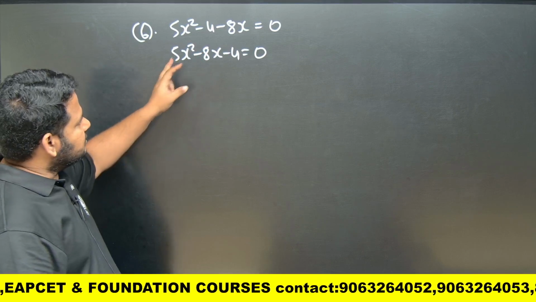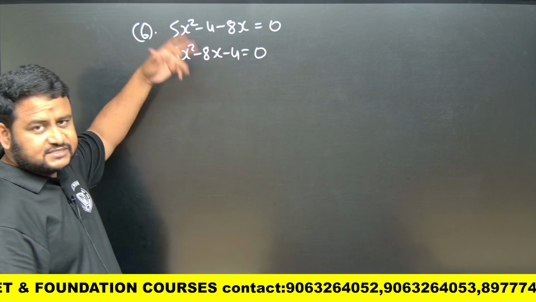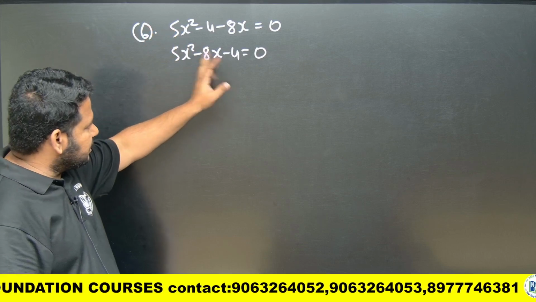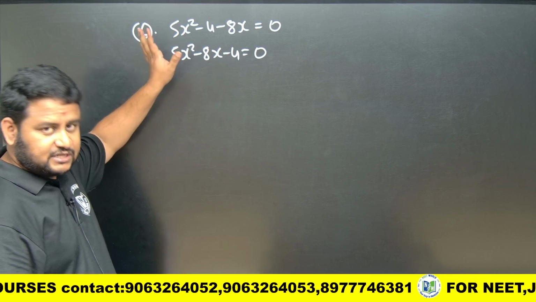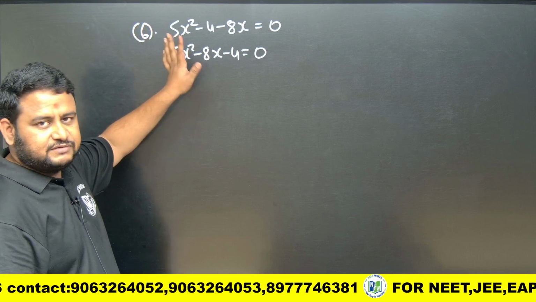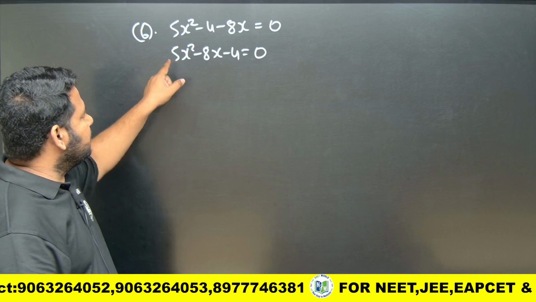Now look at this. I took it directly, 8 5s are 40, but it is wrong, because you should do it like this. First you have to bring it to a standard form, ax square plus bx plus c. Check whether the question is given in the standard form or not. Otherwise, bring it to a standard form. Now it is in the standard form.